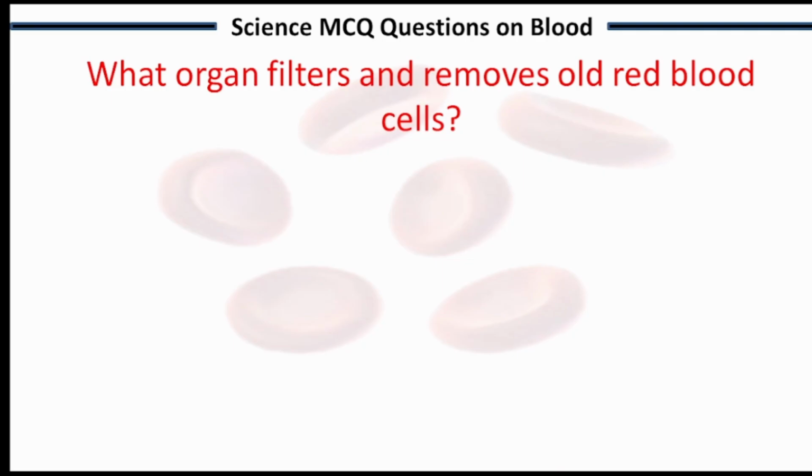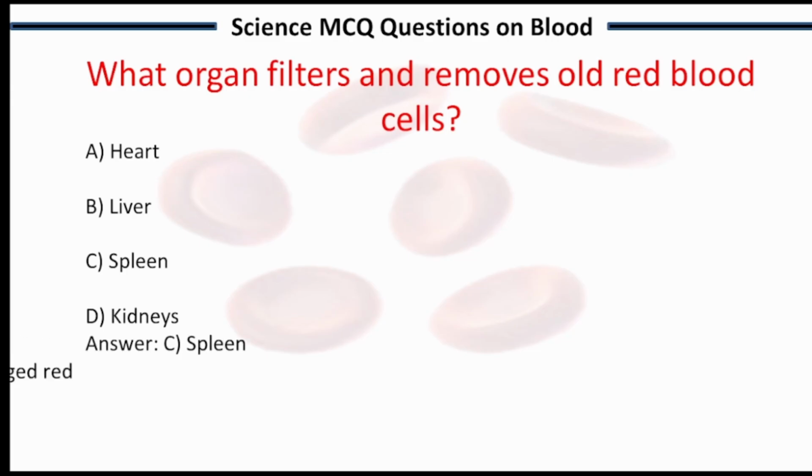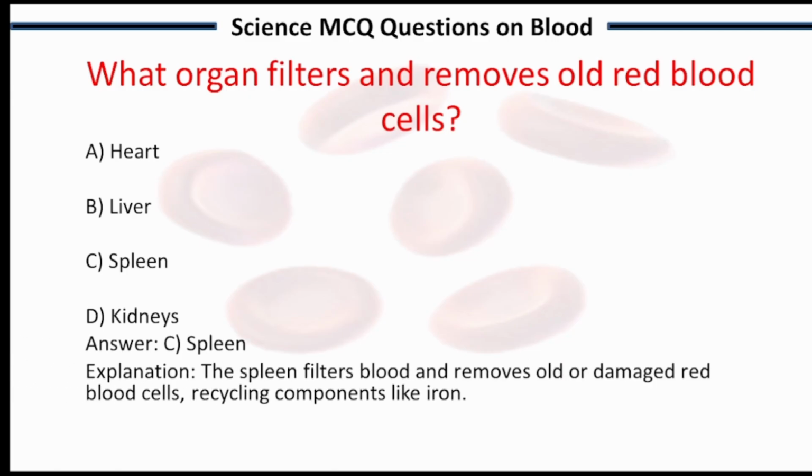What organ filters and removes old red blood cells? Option A heart, option B liver, option C spleen, option D kidney. Right answer is spleen. The spleen filters blood and removes old or damaged red blood cells, recycling components like iron.